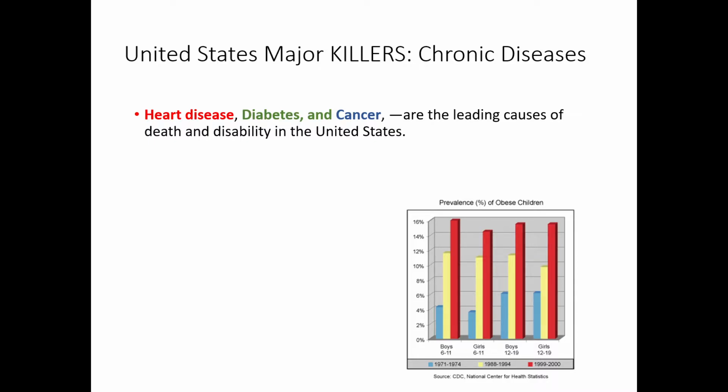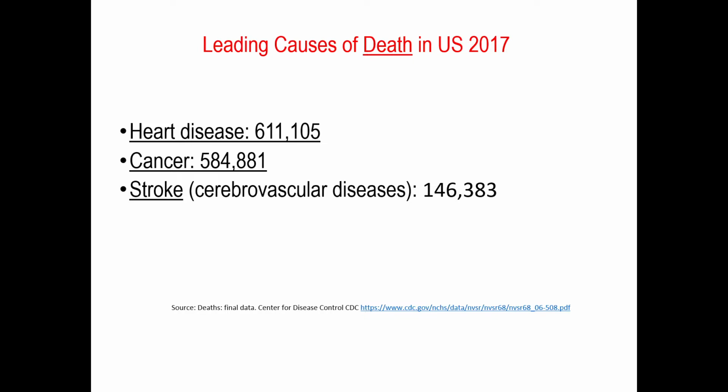So, what are the major killers in our country? Well, chronic disease. We know that. Not acute, not critical, but chronic problems. And those are heart disease, diabetes, and cancer. These are the three leading causes of death and disability within our nation. And down below it just looks at the levels of obese children in terms of percentage and prevalence, and you can see it's going up, needless to say. And it's gone up significantly more after that last year of 2000, which that study looked at.